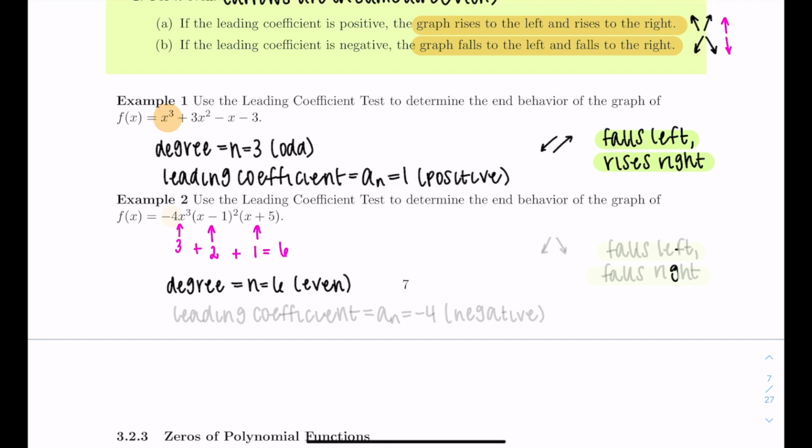Now I want to look at the leading coefficient. Well, the leading coefficient is just the number that's present up front. It's that negative 4. And because that's negative, that means that my arrows are going to be pointing down. Falls to the left and it falls to the right.